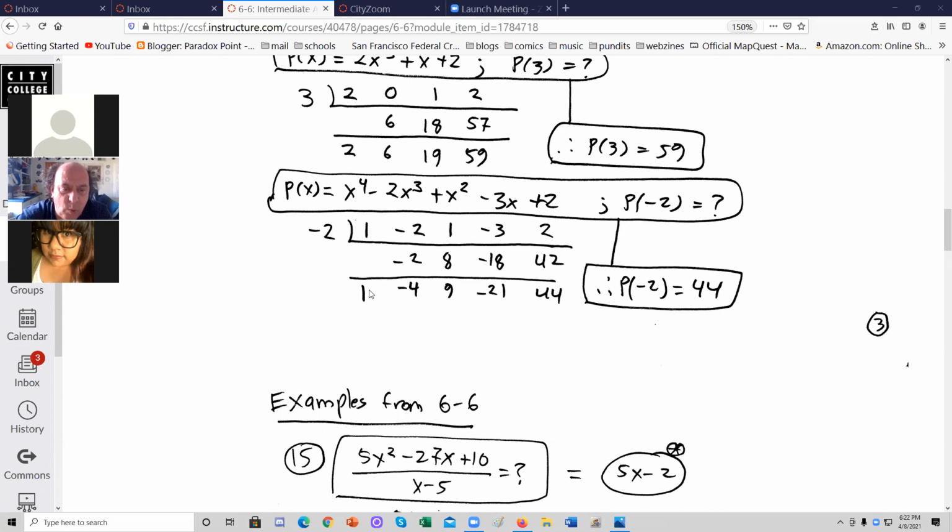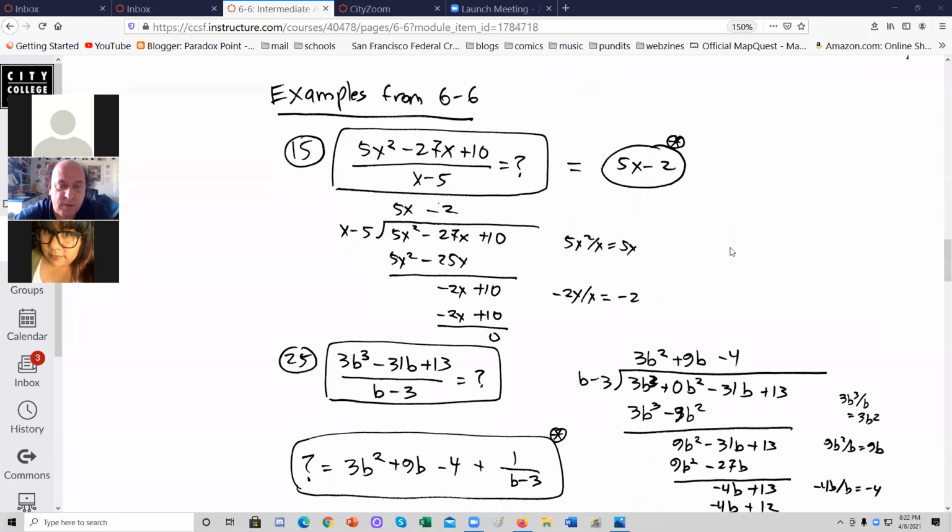So adding down, you get 1, times the negative 2 is negative 2, plus a negative 2 is negative 4, times the negative 2 is positive 8, plus a 1 makes 9, times the negative 2 is negative 18, plus a negative 3 is negative 21, times the negative 2 is 42, plus a 2 is 44. Therefore, p at negative 2 is 44.